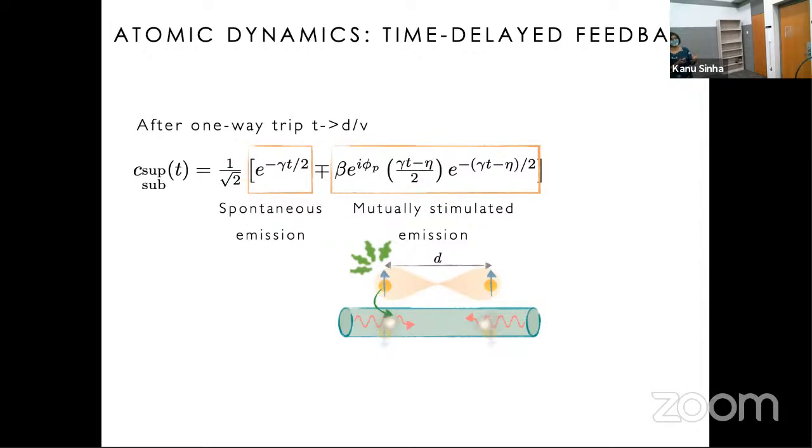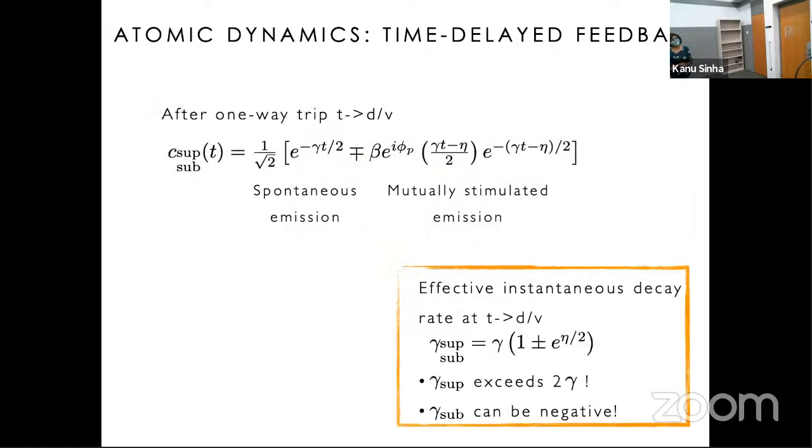At this instant, one can look at the effective instantaneous decay rate. If you write the gamma at the instant when the atoms first see each other, for the superradiant state, we find that this can exceed 2 gamma, which is interesting. And for the subradiant state, this can be negative, meaning that the information can come back from the bath to the system, making the system essentially non-Markovian.